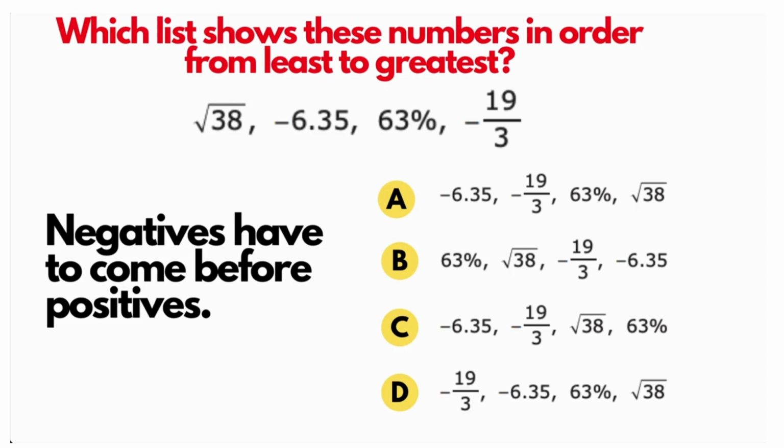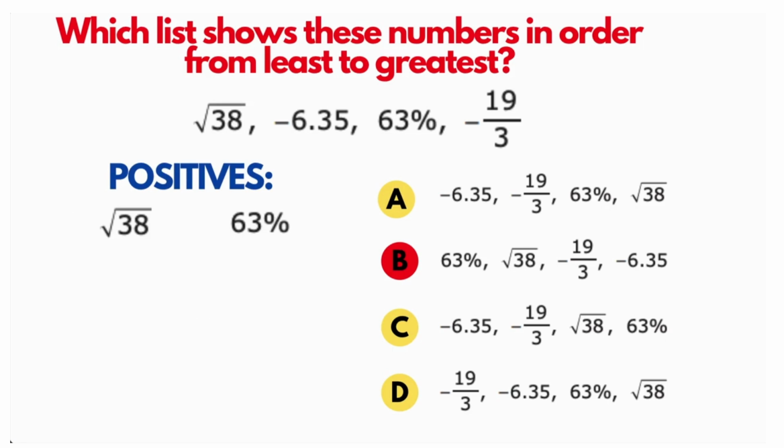Now it looks like we have negative 19 over 3 and negative 6.35. So those will both have to come first. So let's take a look at our answer choices and see if any positives come before that. And actually, when we look at this, B has the positives before the negatives, so that won't work.